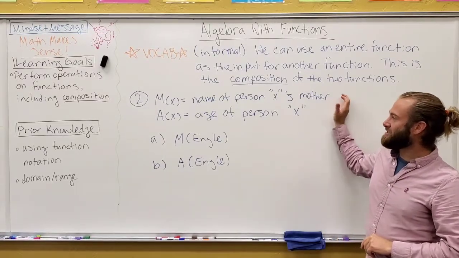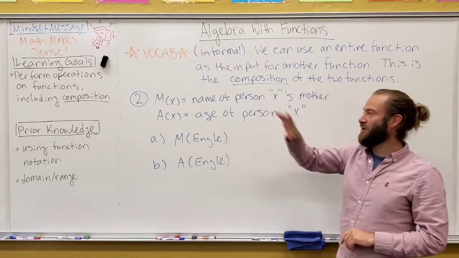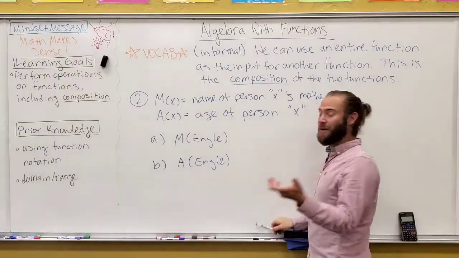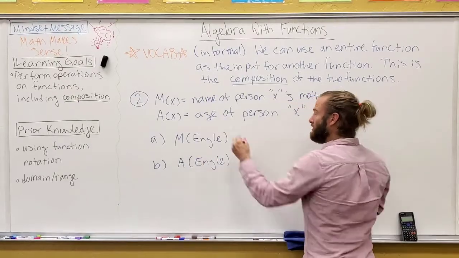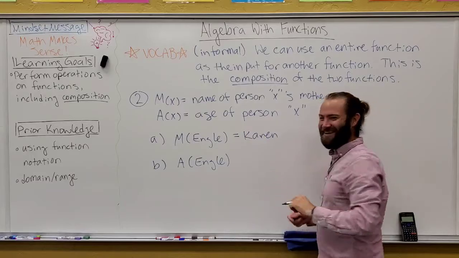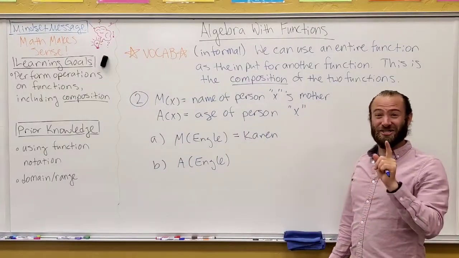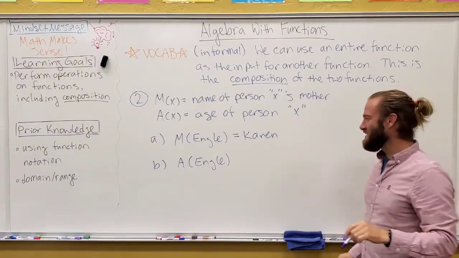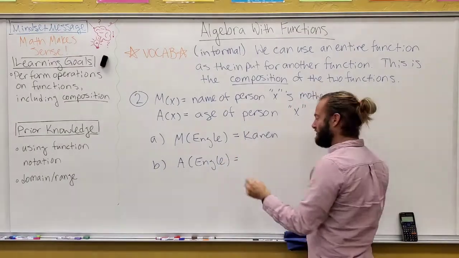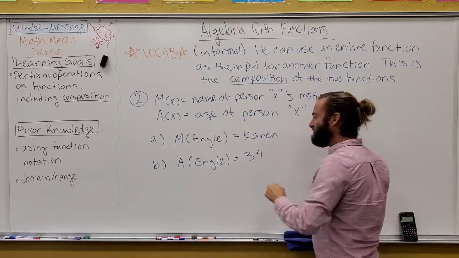So let's say m of x is the name of person x's mother. So m for mother, a of x equals the age of person x. So for example, m of Ingle, my mother's name is Karen. And that's typical, but she's not a Karen, just in case you were wondering. And a of Ingle, my age, and I don't mind sharing, is 34.